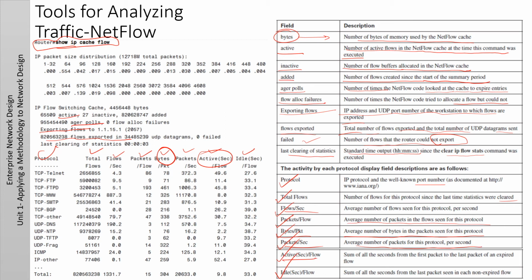And active seconds per flow: the sum of all seconds from the first packet to the last packet of an expired flow. And idle seconds per flow: the sum of all the seconds from the last packet seen in an expired flow.